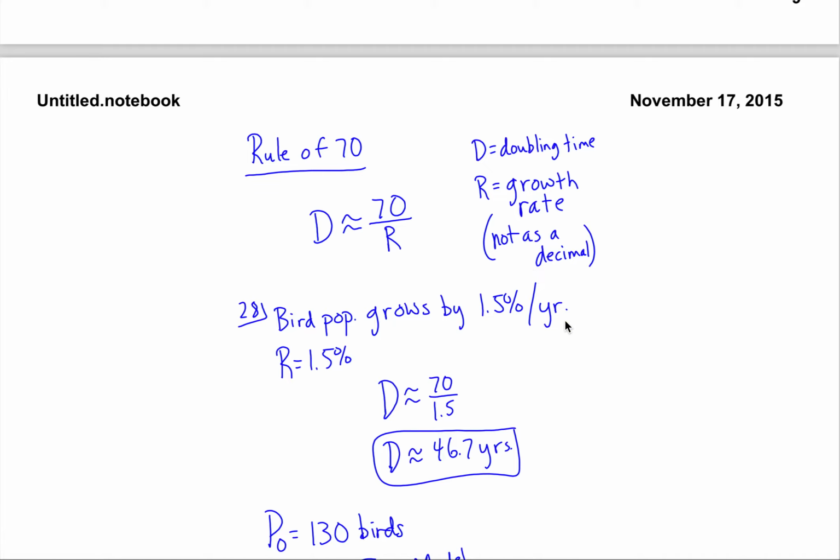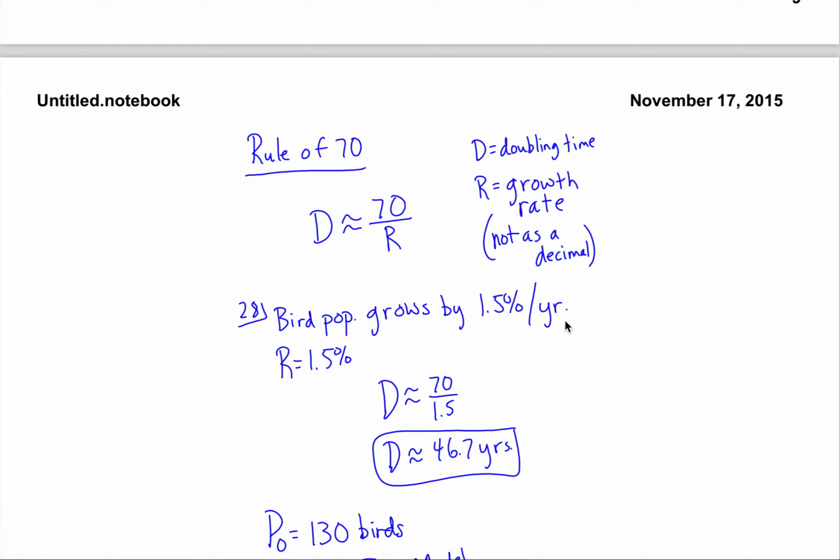So D is your doubling time, R is your growth rate, and you're going to plug that in. The interesting thing about this growth rate is this is the one time where we don't actually make it into a decimal. You leave it as a percentage because of the way the formula works. The percentage change was actually built into the formula.